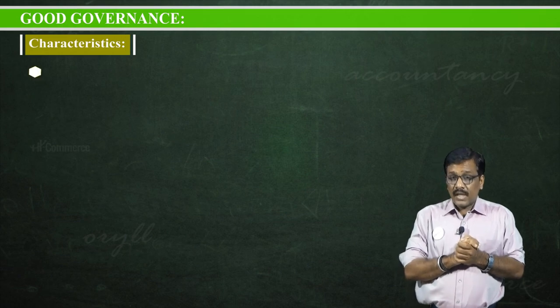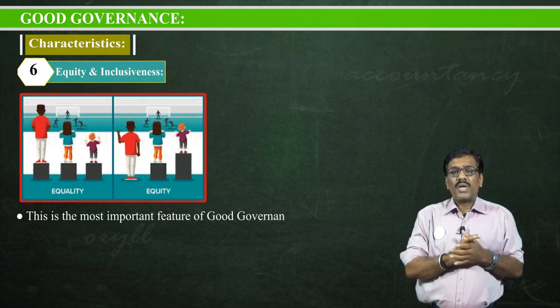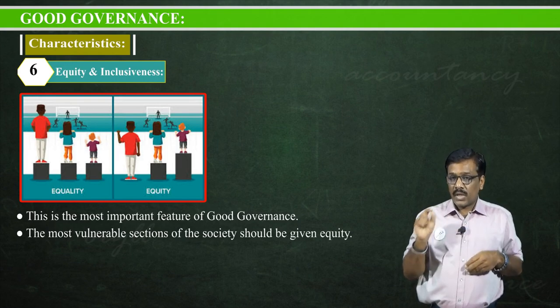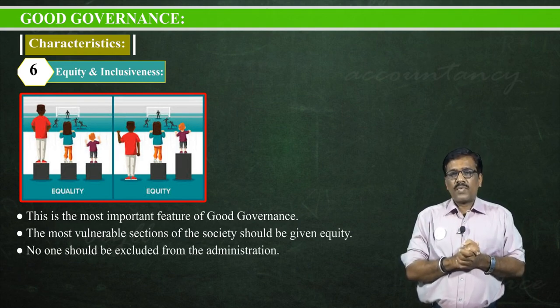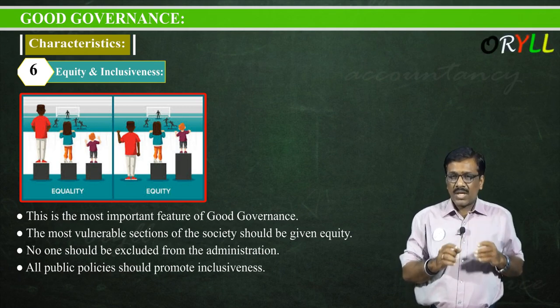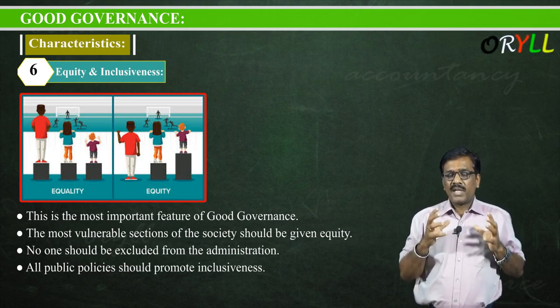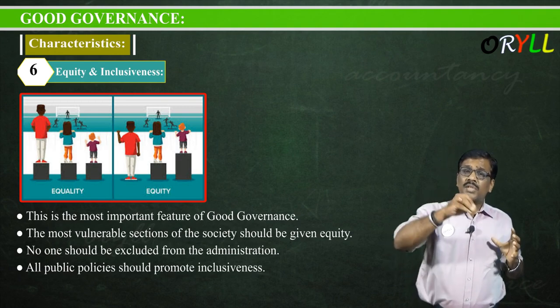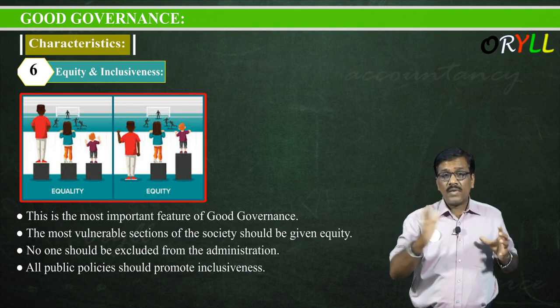And equity and inclusiveness. This is the most important feature of good governance. The most vulnerable sections of the society should be given equity. No one should be excluded from the administration. All public policies should promote inclusiveness. What is this? Whatever initiative is being taken by the government, that should include all the sections of the society. You cannot exclude anyone from the administration.